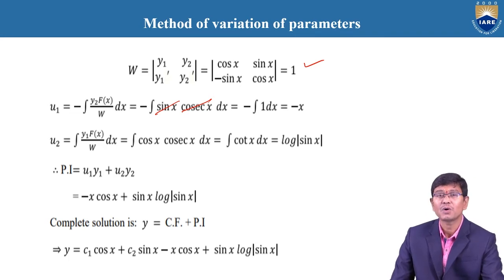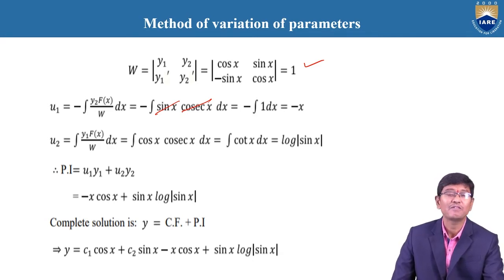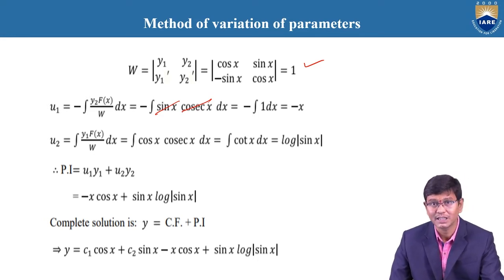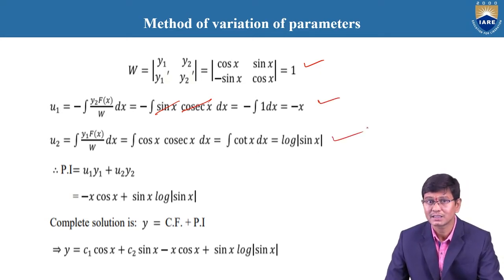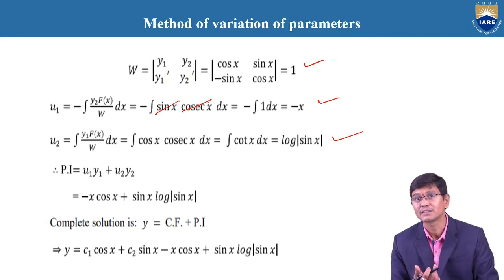Now we need to find u2, that is the integration of y1 into f of x by W into dx. Here y1 is the value cos x, and f of x is cosecant x. The denominator, the Wronskian value, is 1 only. After simplification, you obtain the integration of cot x into dx, which is log modulus of sin x. Therefore, u1 is equal to minus x and u2 is equal to log of sin x.